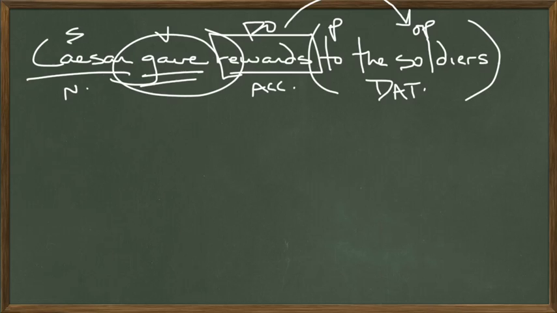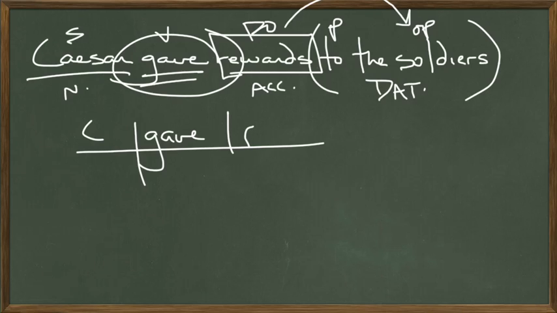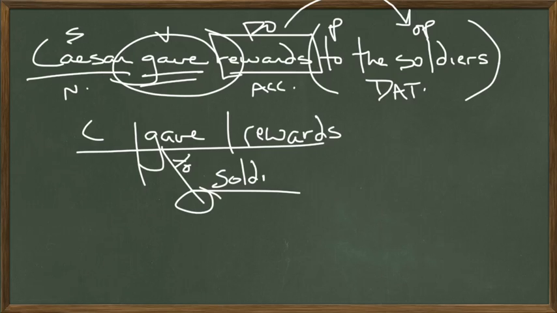Okay, so here we go. First let's diagram this, sorry. Caesar gave, he gave rewards. Who got the rewards? He gave them to, and we leave a little tail there at the end for indirect objects. He gave them to soldiers. Otherwise it looks just like a prepositional phrase. Line to the soldiers. Caesar gave rewards to the soldiers.